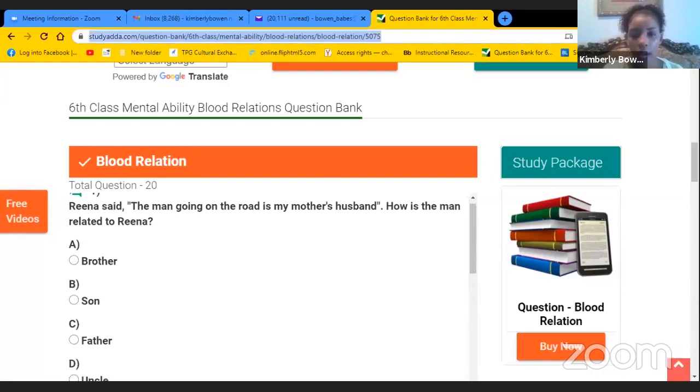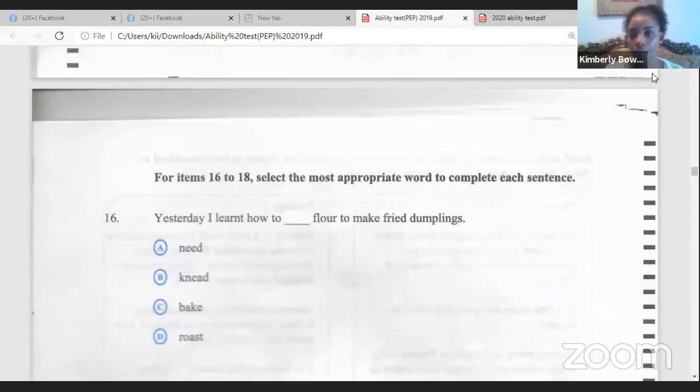Let's go back to the 2019 past paper, and we're going to be looking at the other questions that could come on the 2021 mental ability paper. So we said that the passage will come. I think we spoke about that last week, but we went more in depth. The passage will come with 2 or 3 questions, and you might have 1 to 3 questions on selecting the most appropriate word to complete the sentence.